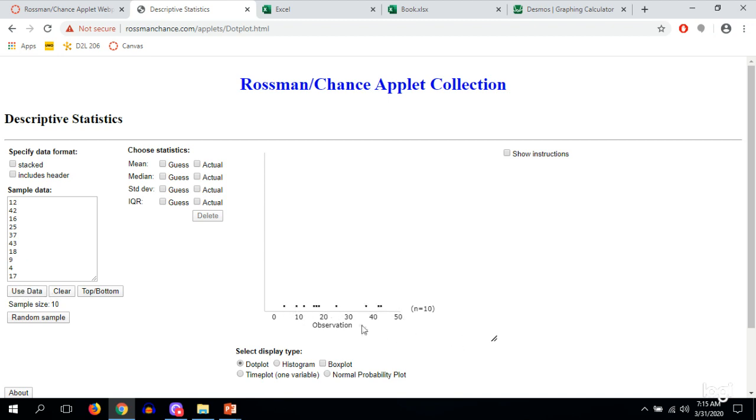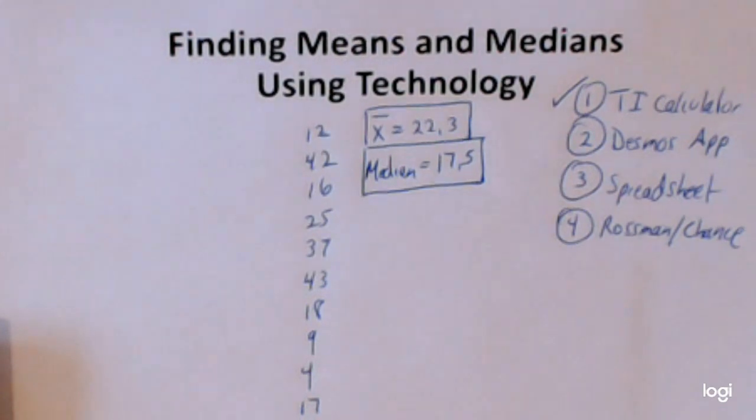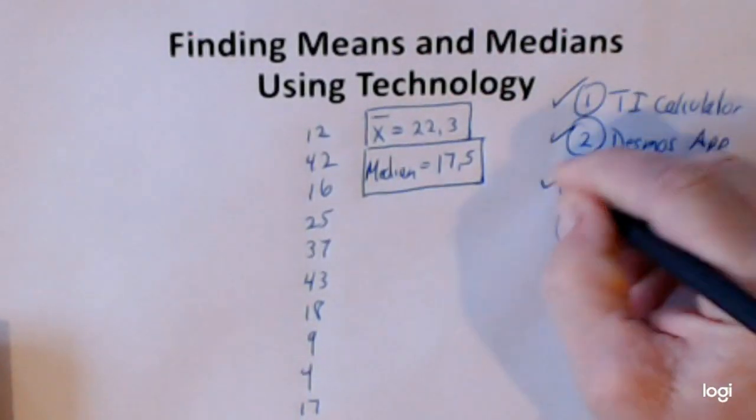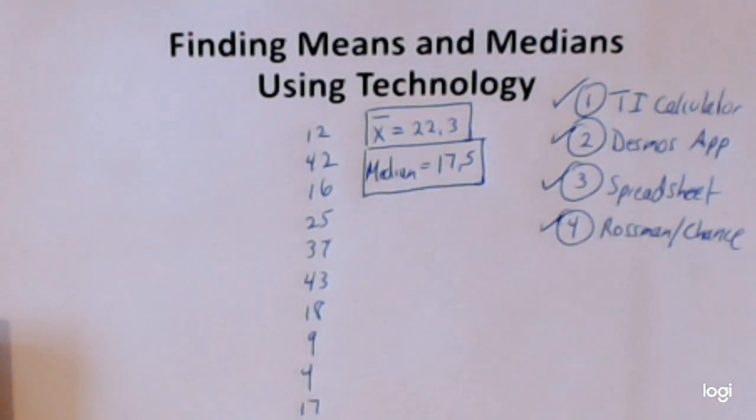Okay, very boring data. And then if I ask it for the mean, I can click that box. Mean is 22.3. I can ask it for the median. Median is 17.5. So it gives me that information. All right. So there we have it. We've got our 4 different ways of calculating means and medians using technology. Use whichever one works best for you. And again, you should get the same answer no matter which tool you use. All right, great.